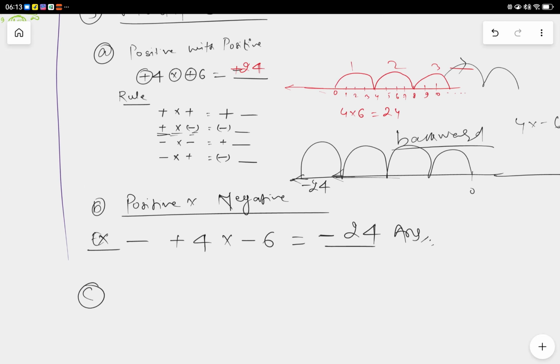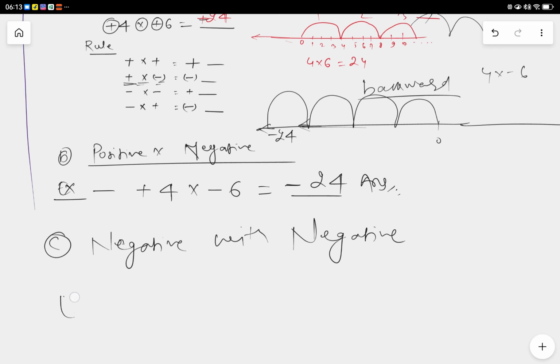Now C is, what if a negative number is multiplied by a negative integer? Example, -4 multiplied by -6. When you multiply negative with negative, the final sign will be positive, and the numbers simply get multiplied. 6 times 4 is 24.